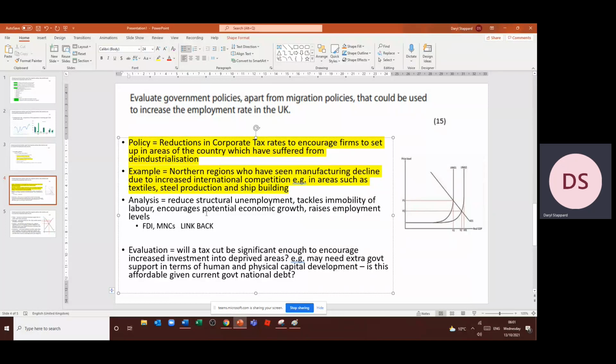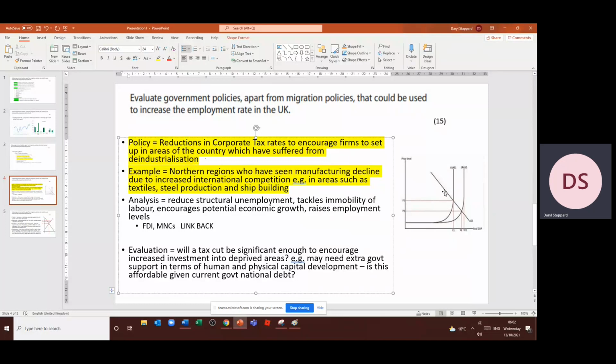So if I was giving you my answer here, then what I'd be saying is this. My policy would be to reduce corporate tax rates in a way that would incentivise firms to set up in areas in the country that have experienced deindustrialisation. And if I move into my example, this would be areas in the UK, such as the north of England, that have seen manufacturing industries decline.